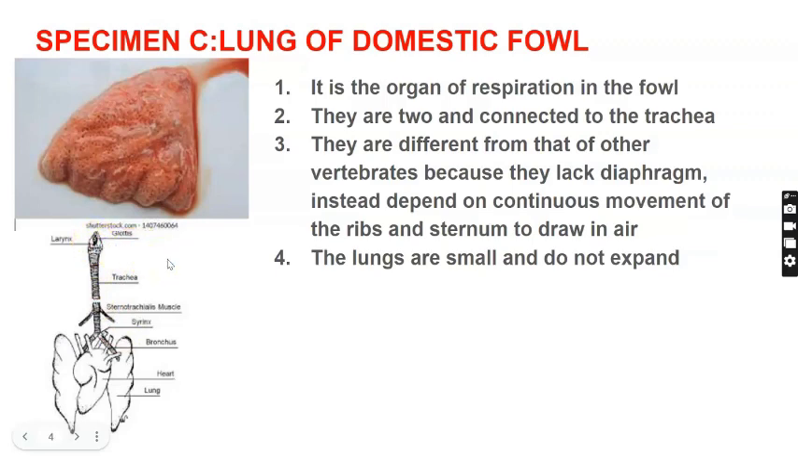The respiratory system of the domestic fowl is quite different from those of other vertebrates in the sense that it lacks what we call the diaphragm. We know it is the contraction and relaxation of the diaphragm in higher mammals that facilitates the breathing process. Since the domestic fowl do not have a diaphragm, they depend on the continuous movement of their ribs and their sternum, or the breastbone, to draw in air. Also know that the lungs are smaller and they do not expand.